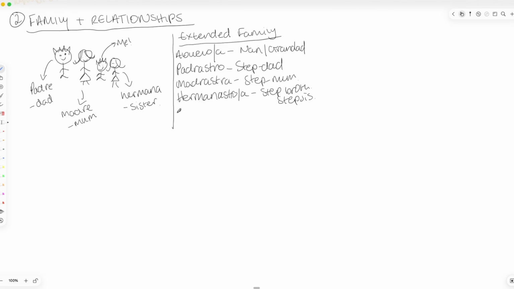Okay, when we're talking about, again, the extended family, separated families, sometimes people also like to make mention of the wife of my dad. So you could say la esposa de mi padre, my dad's wife, is one that they've also checked in reading exams before. My dad's wife.